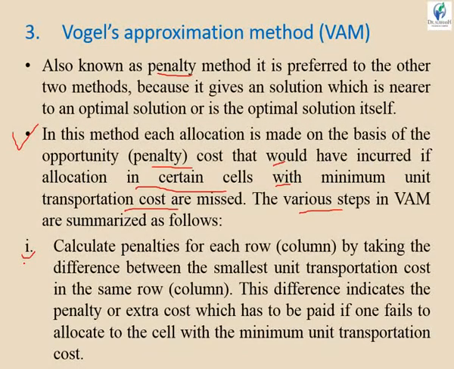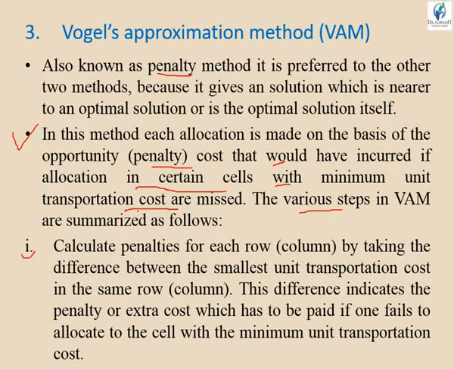Suppose there are three rows and four columns. For the first row, if you need to calculate the penalty, and in the first row there are three elements 12, 15 and 17, you have to take the difference of the two smallest values, that is 12 and 15. Take the difference of 15 and 12, which gives you 3. So the penalty for the first row is 3.